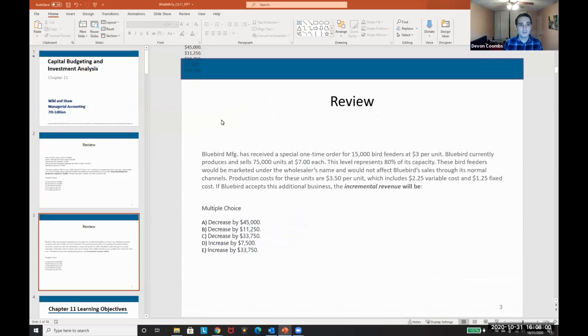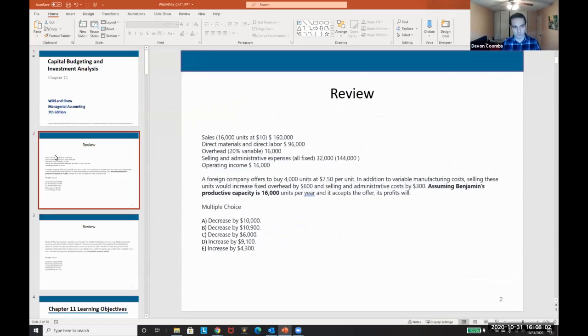And so the questions that we had were related to special orders. These special orders can be complex because they have this idea of productive capacity, and this idea of whether we're looking at profits or revenue.